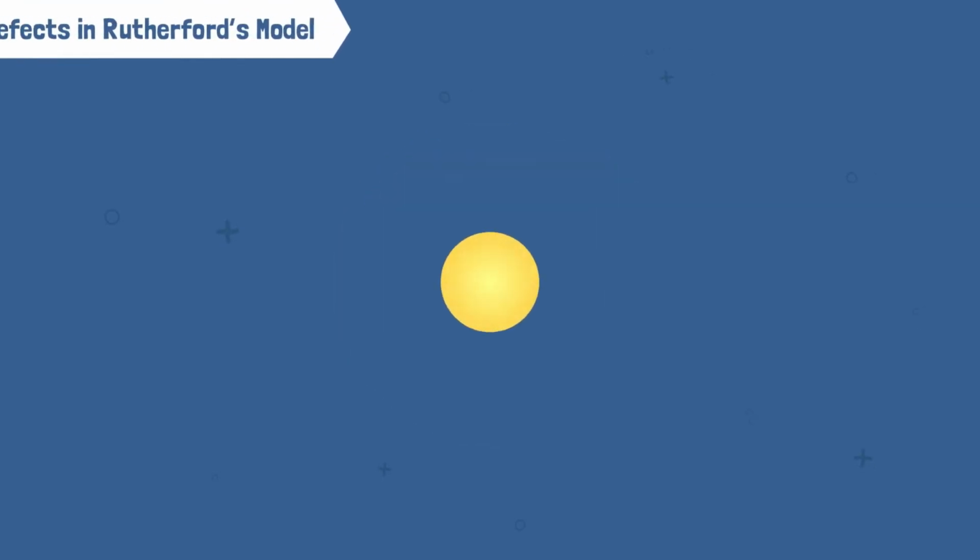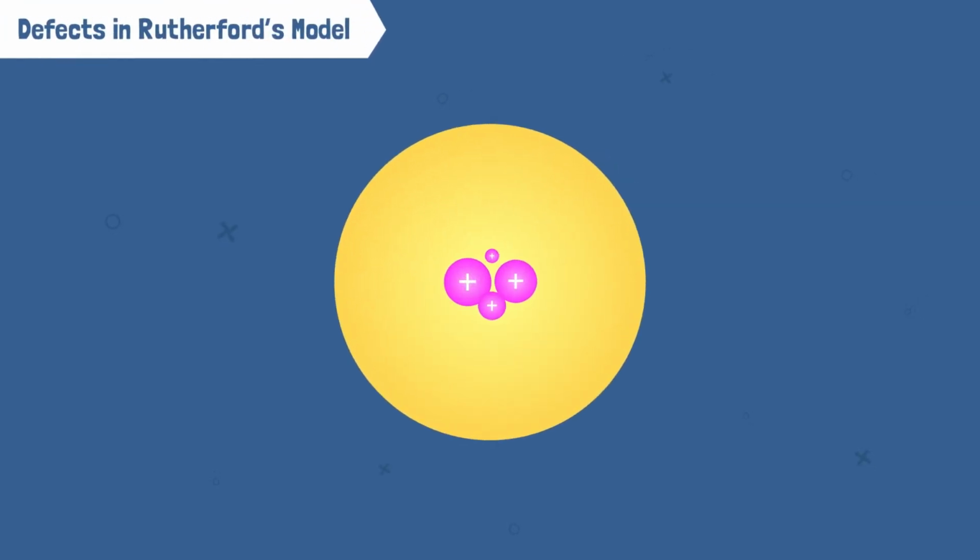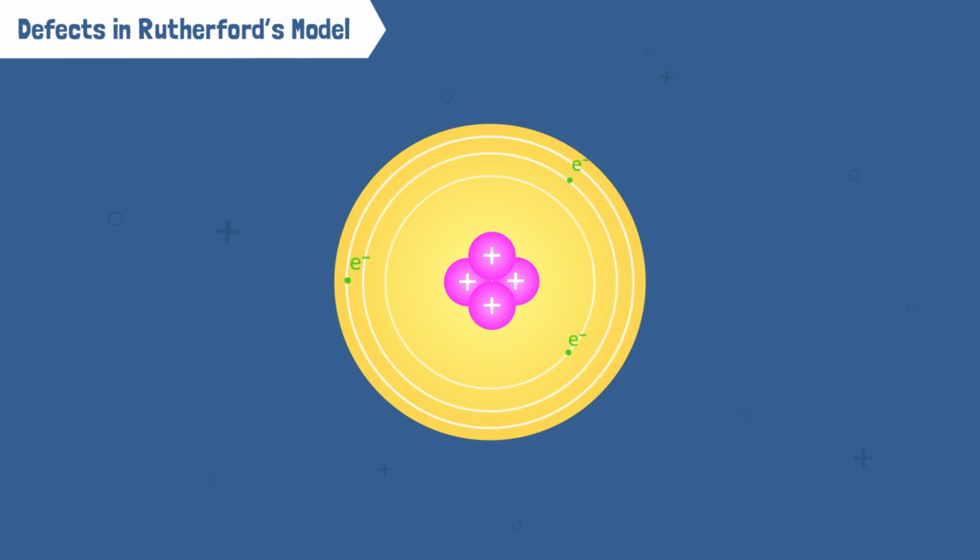Although Rutherford's nuclear model of atoms was the closest and most accurate model of an atom at that time, this model still had some defects or limitations. One was that, according to classical physics, electrons as charged particles would lose energy as they revolve around the nucleus and would eventually fall into the nucleus, thus collapsing the atom. However, we know that this does not happen.